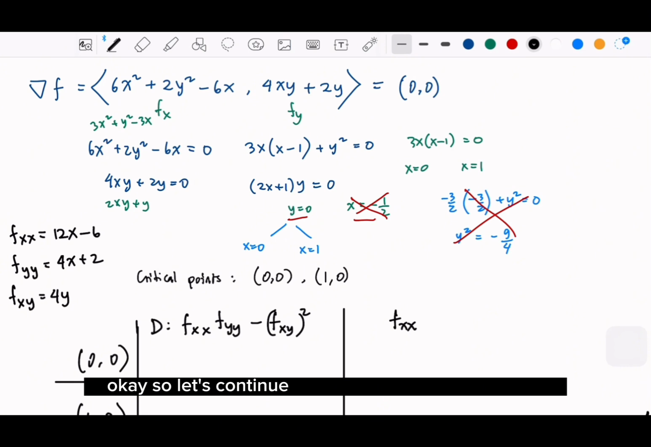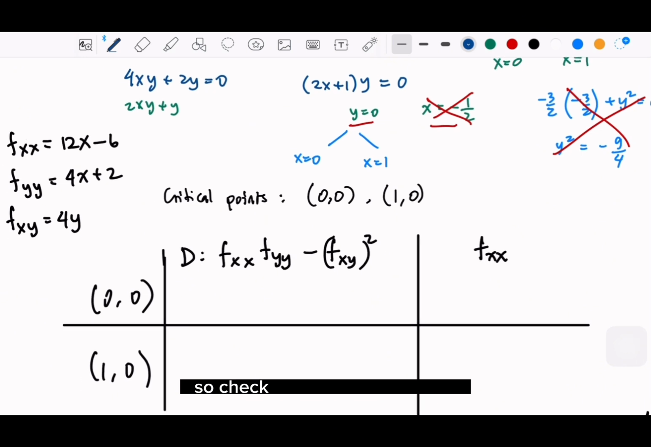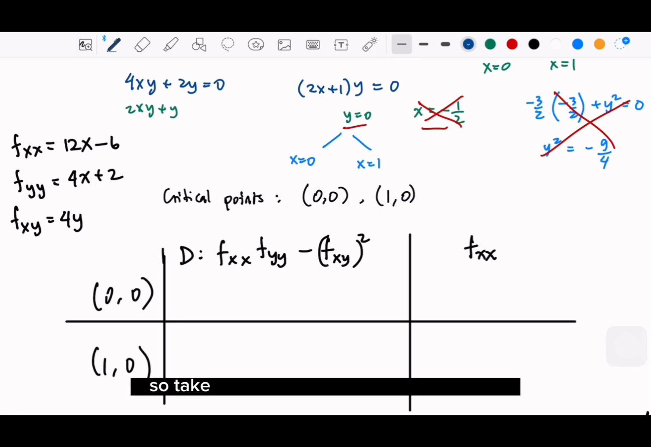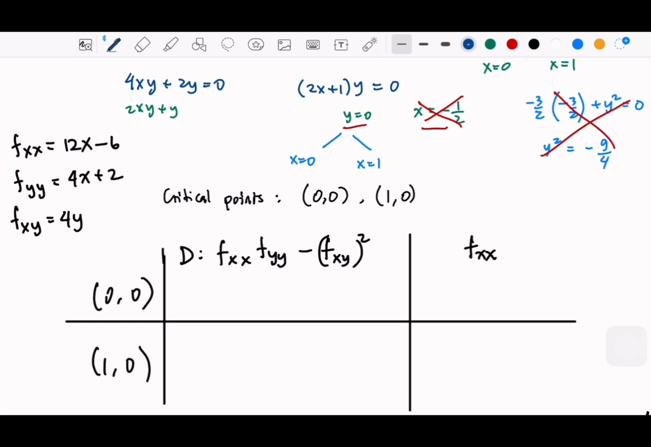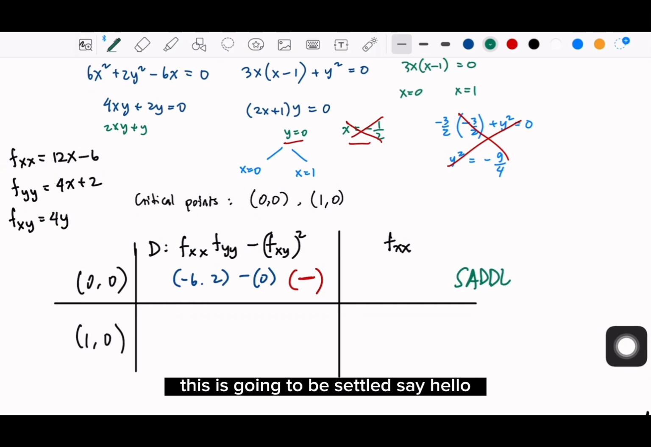Okay, so let's continue just to finish off what we have. So check D for these two points, (0, 0) and (1, 0). So D for the first one: take 0 for all these components here. So the second partial will be negative 6, and then multiply with 2, so it should be negative, and then minus 0. So it's negative, and we can directly say that this is going to be a saddle point.